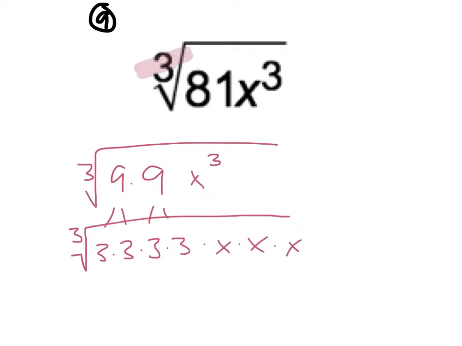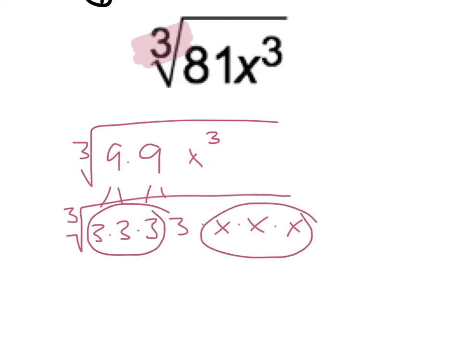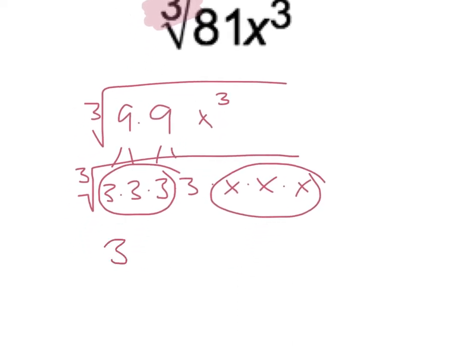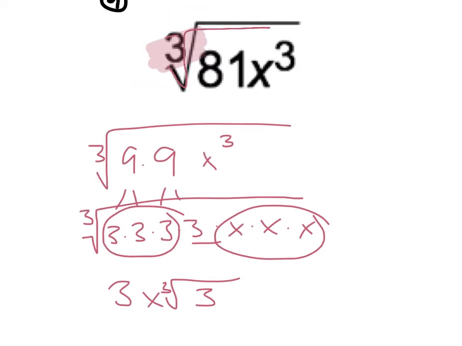So the cubed root, our index of 3 out here, means that we're going to circle 3 numbers at a time. So we have 3 3s that we're going to circle and 3 x's. So what comes out is a 3 and an x, and what stays on the inside is what did not get circled, so just the 3 all by itself. Remember, we have to keep the index the same for our cubed root. So this cubed root with the 3 outside always stays attached.